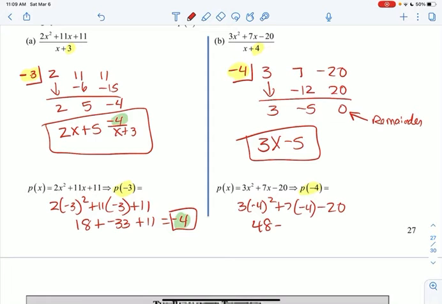2 times negative 4 is negative 8, and negative 20. So 48 minus 20 is 28, and 28 minus 28 is 0. Well, look at that. I didn't have a remainder, and when I evaluate p of negative 4, I get 0. All right, let's flip this over.